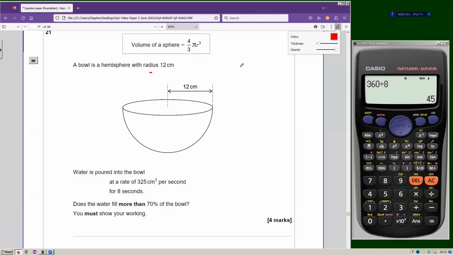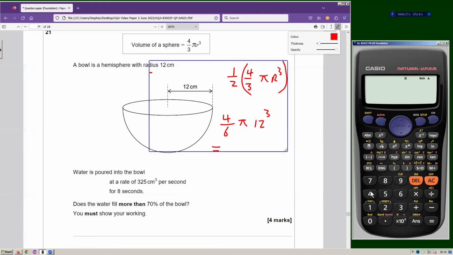Well, if the volume of a sphere is 4/3 pi r cubed, we've got half a sphere, so we're going to times it by half. So we can say 4/6 pi times the r, 12, cubed. I think that should do us. And I'm going to put it all in the calculator and see what we get. 4/6.